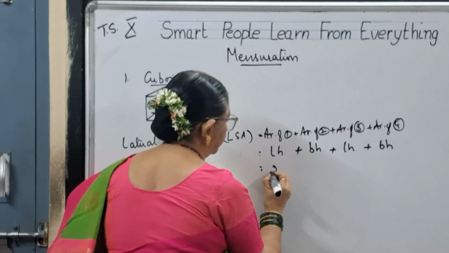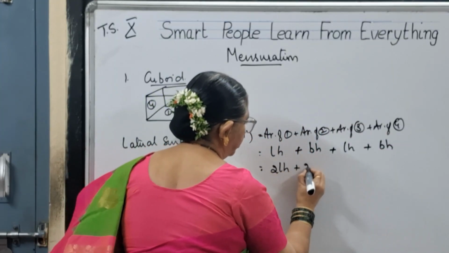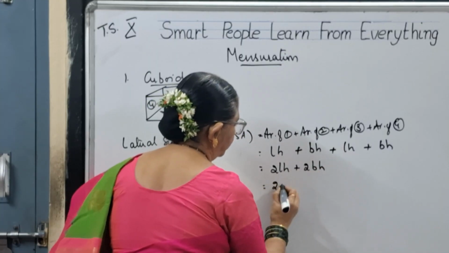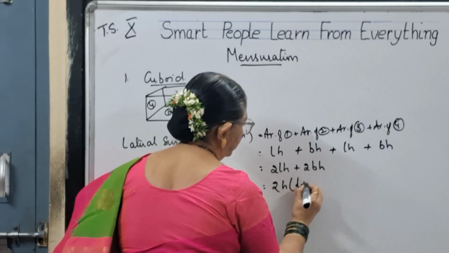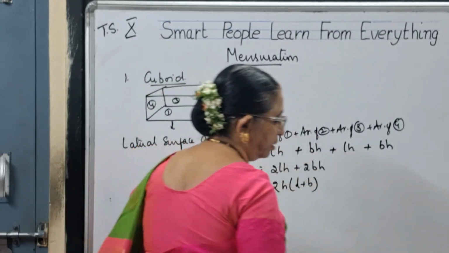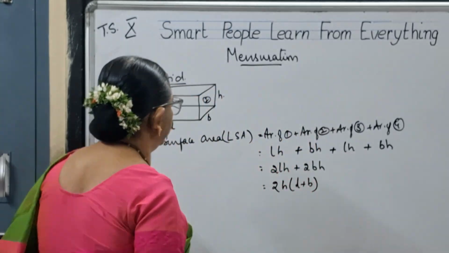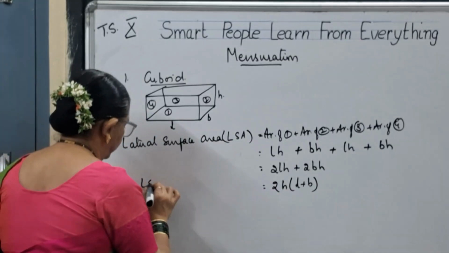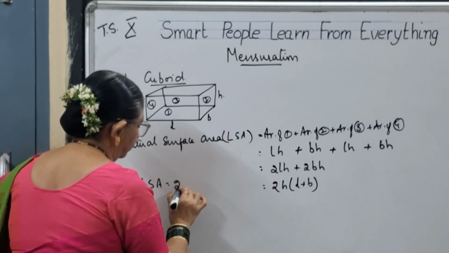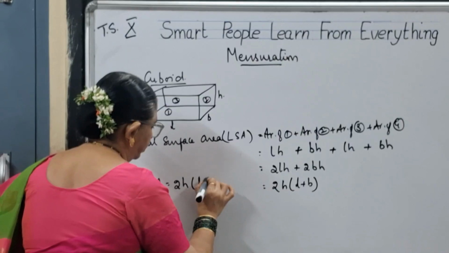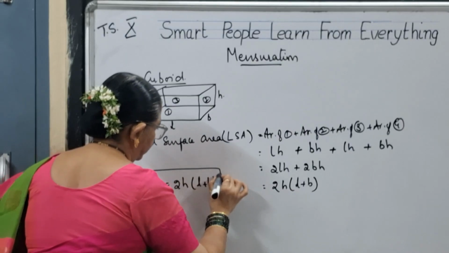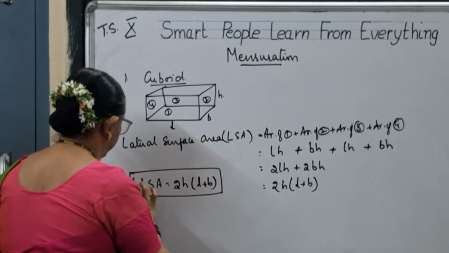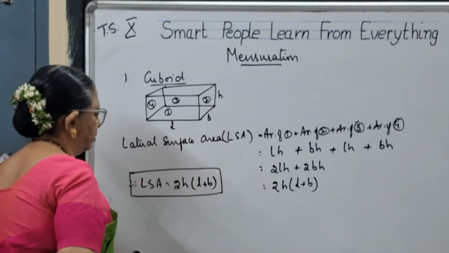So you are getting 2 times LH plus 2 times BH. That is 2 and H is common. 2H into L plus B is the formula of lateral surface area of a cuboid. So you will be writing LSA is equal to 2H into L plus B. This is lateral surface area of a cuboid.